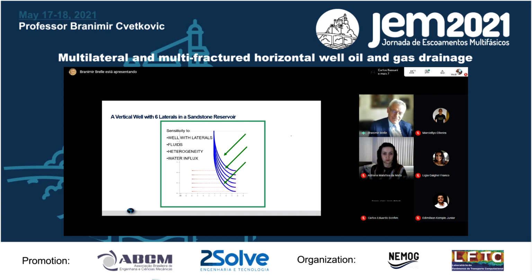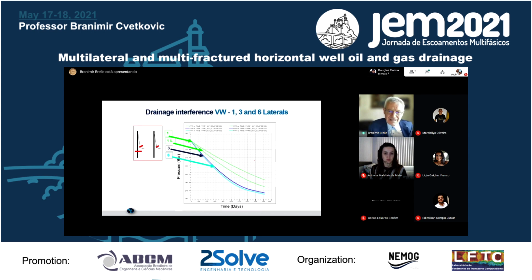It is like making a new musical instrument. You are playing the music with that. So this is my well with laterals. Here I have to include fluid, heterogeneity, and water influx. And here is my vertical well with 1, 3, and 6 laterals. You see?